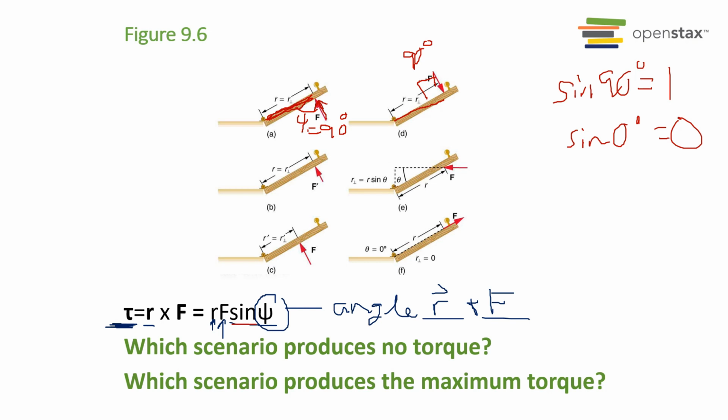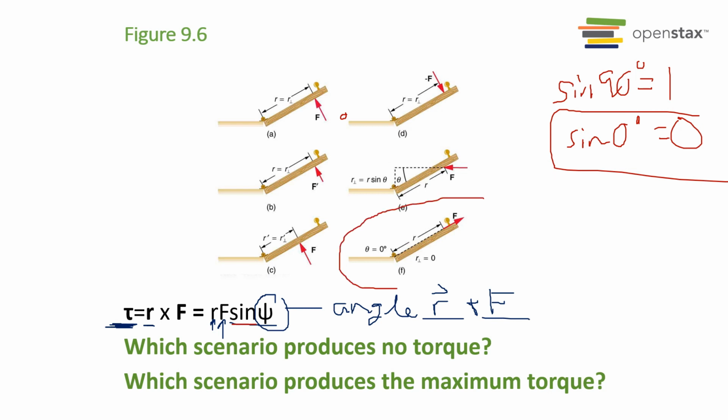Okay, so let's go with no torque. So no torque means we need this scenario. And the situation that gives us a 0 degree scenario looks like there's only one of them. This will be the no torque one because our psi equals 0. They're running parallel. So that's our no torque one.